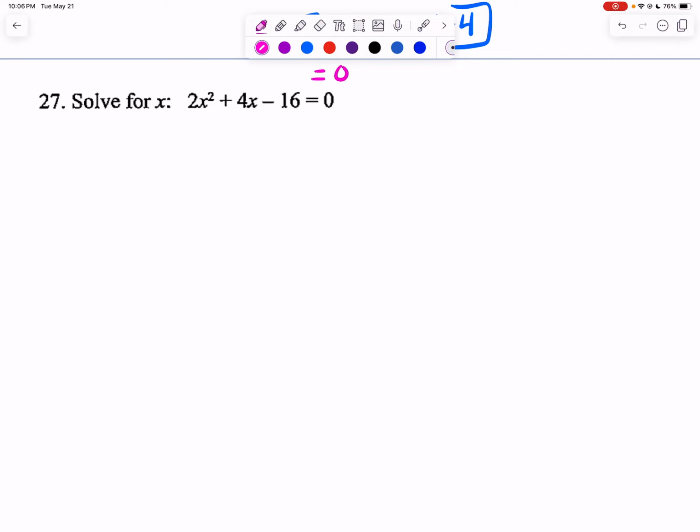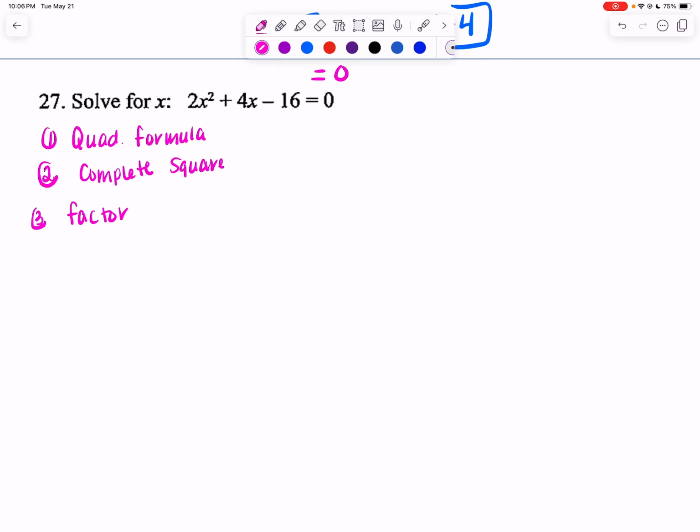So there's a few ways we can solve it. We can solve using quadratic formula, which is on your reference sheet. We can solve using complete the square. Or we can try to factor. I'm going to try to factor.